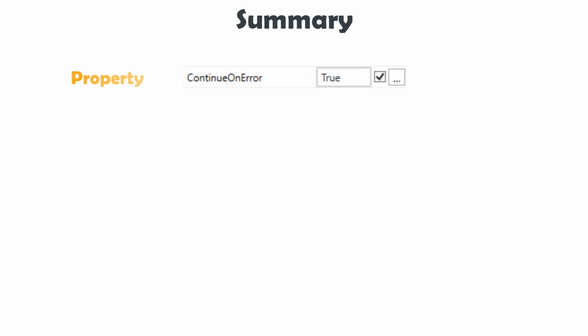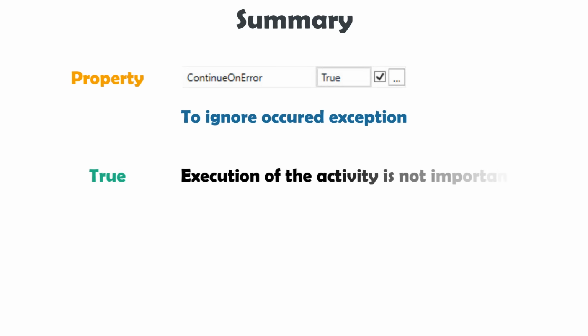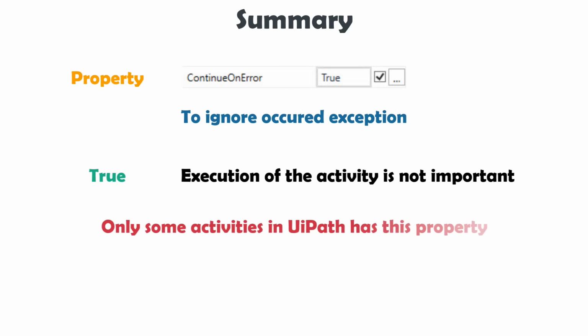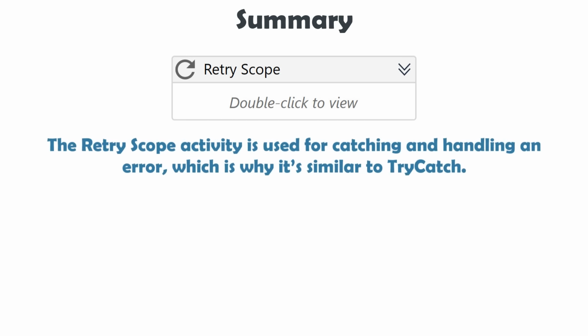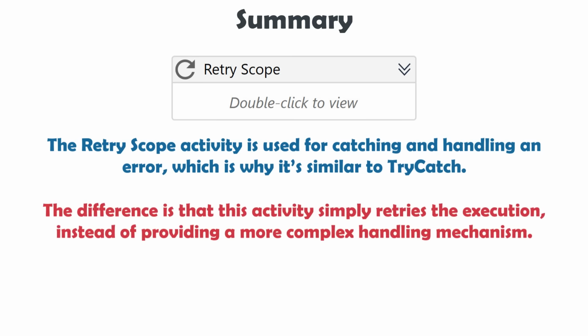ContinueOnError is a property, which could be used to ignore an occurred exception. We set this property equal to true, if the execution of the activity is not important, if successful or not. Not each activity has this property, only some activities, such as open browser or kill process. Retry Scope is an activity, which can be used to retry some activities. The Retry Scope activity is used for catching and handling an error, which is why it's similar to try-catch. The difference is that this activity simply retries the execution, instead of providing a more complex handling mechanism.